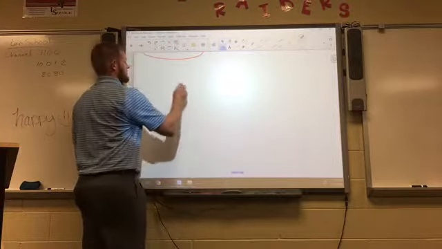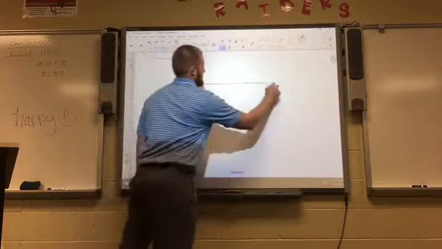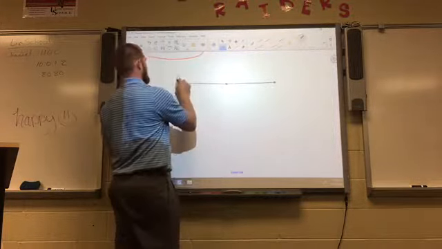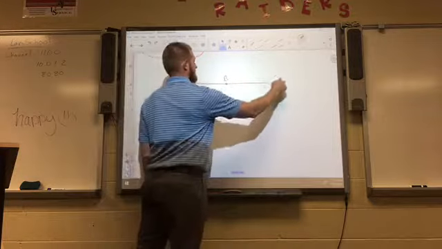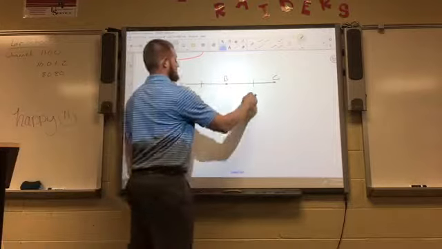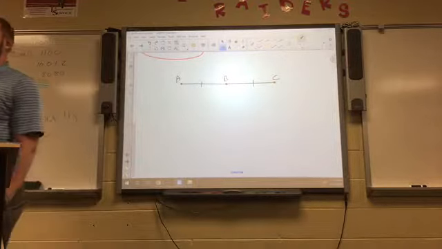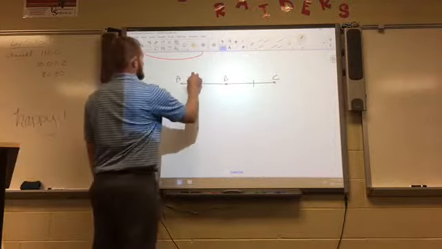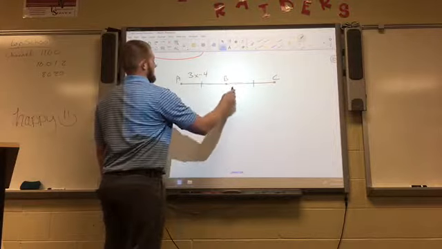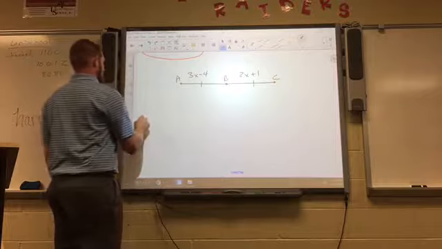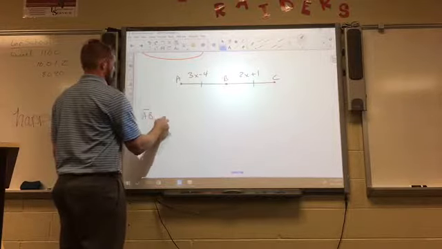Another example using midpoints and segment bisectors would be something like this. I have segment ABC. They tell me that AB is congruent to BC, which immediately tells you what about point B? Must be the midpoint. And then they tell me that this segment is 3x minus 4, and this one is 2x plus 1. They want to know what is the length of segment AB.